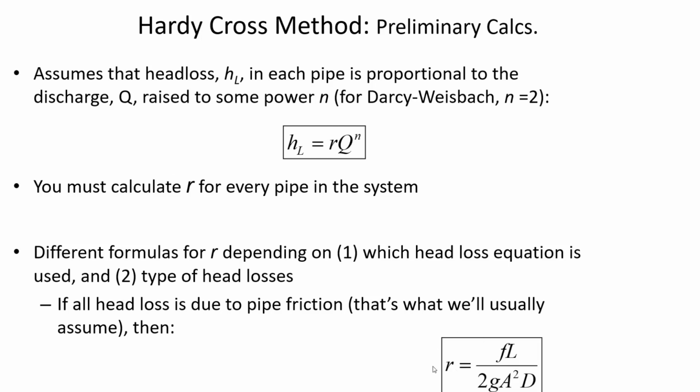So the R value here, if we're using the Darcy-Weisbach friction method, you'll see, again, we went over this on a previous slide, it's the friction factor, which varies depending on Q, and then it's the length of the pipe, and then the denominator 2g, the cross-sectional area of the pipe squared times the diameter.